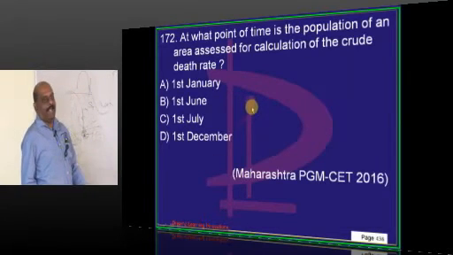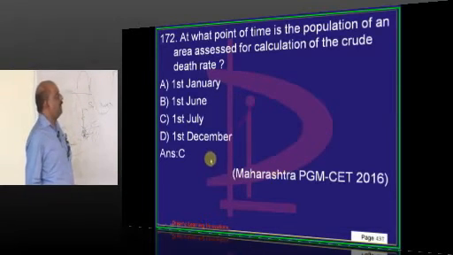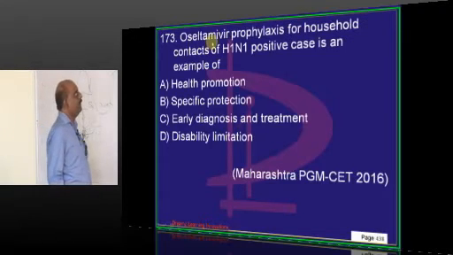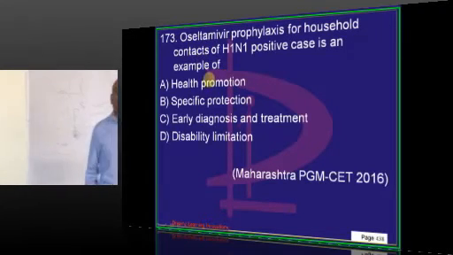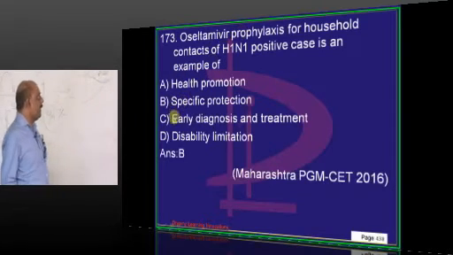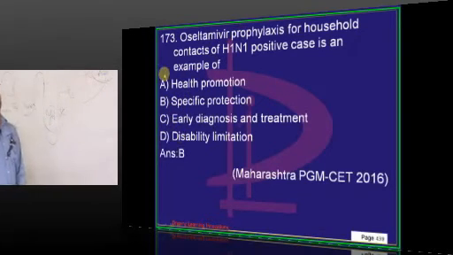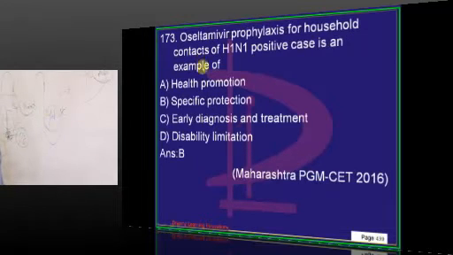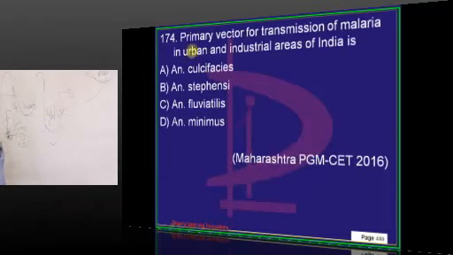When do you basically take crude death rate? We call mid-year population. When do you call mid-year? 1st July. Oseltamivir prophylaxis, whenever you are giving to the entire household, it is basically offering a specific protection against influenza. Giving vaccines, giving vitamin A, they are all examples of specific protection.